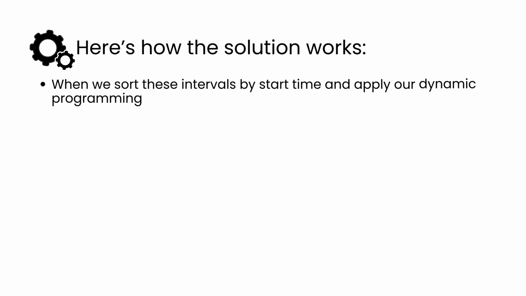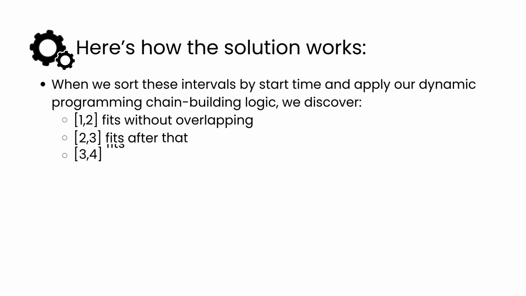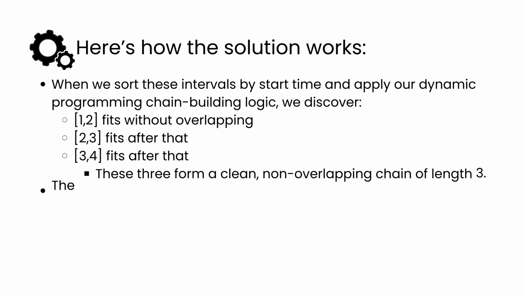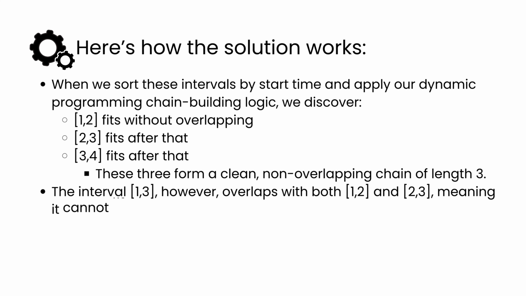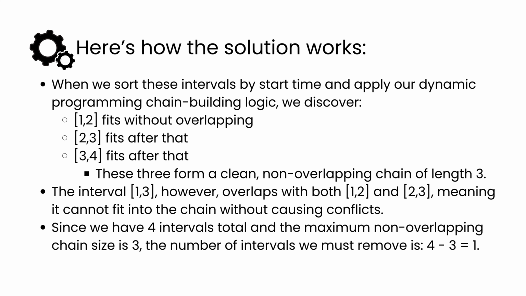When we sort these intervals by start time and apply our dynamic programming chain building logic, we discover [1,2] fits without overlapping. [2,3] fits after that. [3,4] fits after that. These three form a clean, non-overlapping chain of length 3. The interval [1,3], however, overlaps with both [1,2] and [2,3], meaning it cannot fit into the chain without causing conflicts.